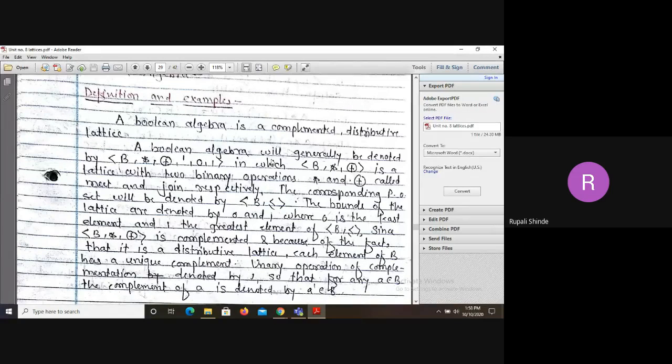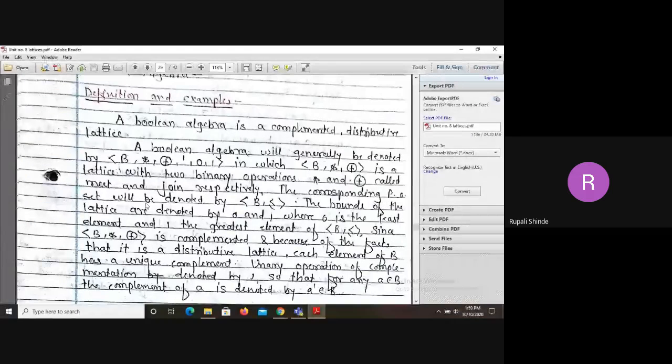So a Boolean algebra will be denoted by B, star, XOR, complement, 0, 1, in which B star XOR is a lattice with two binary operations, star and XOR. And these two operations are called the meet and join operations. That part we have seen in lattice.